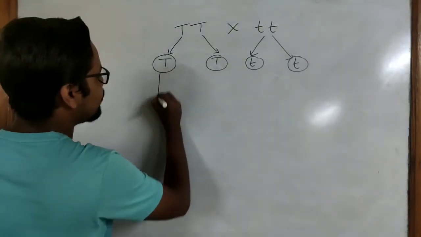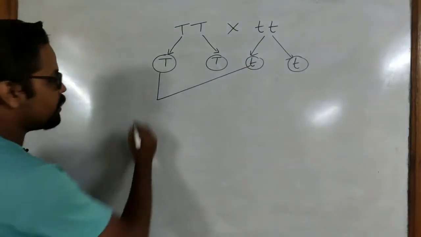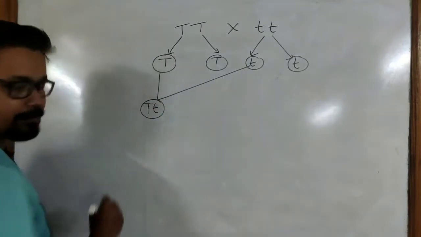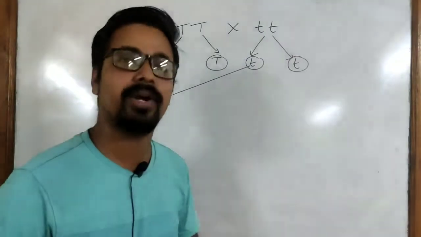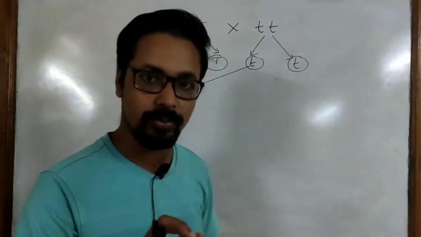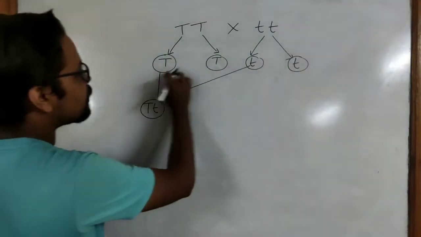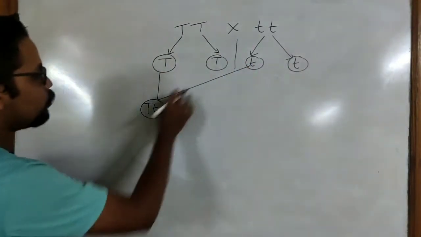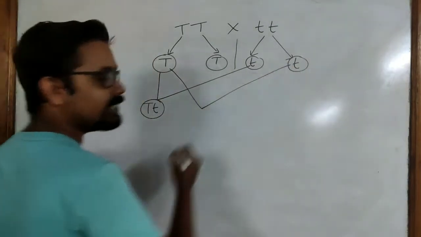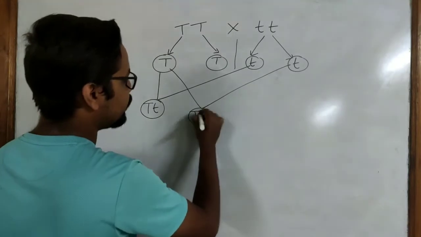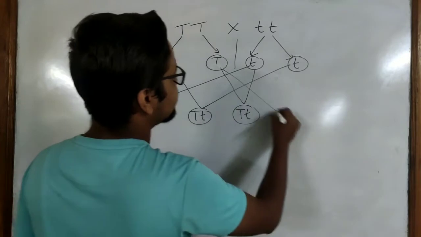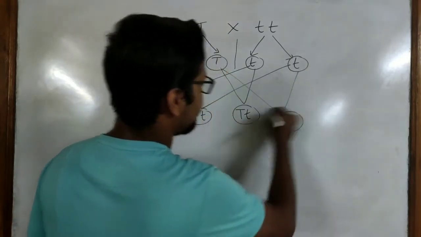So first, this capital T can combine with this small t. If they combine, they will form one normal cell, that is a zygote. And the zygote is like a very normal cell where the chromosomes are found in pairs. Only in gametes we will have single chromosomes. Remember that. So this may combine with this to give us a capital T small t configuration. Then this one can also combine with this, so we can again have capital T small t. Now coming to this one, this can combine with this one to give this, and this can also combine with this one to give this.